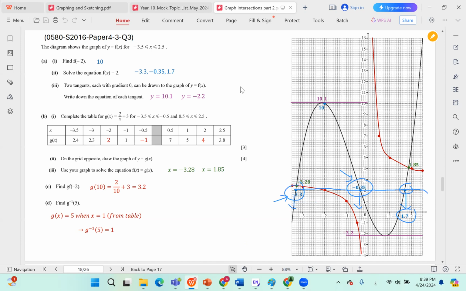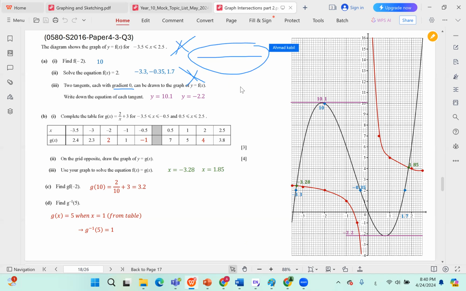So these are the answers to double I. In triple I, we are told two tangents, each with gradient 0, can be drawn on the graph. Write down the equation of each tangent. So gradient 0 means that we have a horizontal line. It's neither upsloping nor downsloping. It's just a horizontal line. So we want a horizontal line that can be drawn as a tangent to the graph.